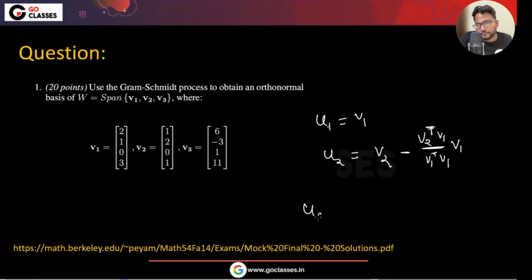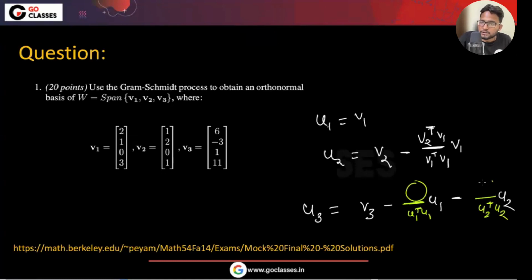And what is u3? You take v3, but you subtract what you have already taken: the component along the direction of u1, and the component along the direction of u2. If it is in the direction of u1, then u1 transpose u1; if it is in the direction of u2, then u2 transpose u2. Now, what are these numbers? This is v3 projecting on u1, and this is v3 projecting on u2. So this is the formula. Basically, this is the process.